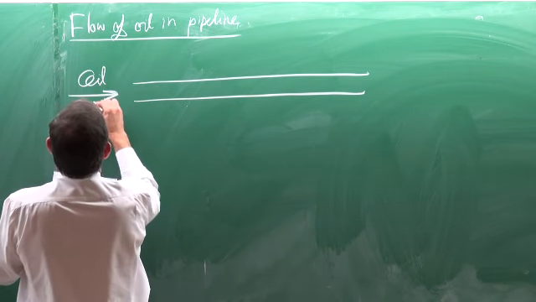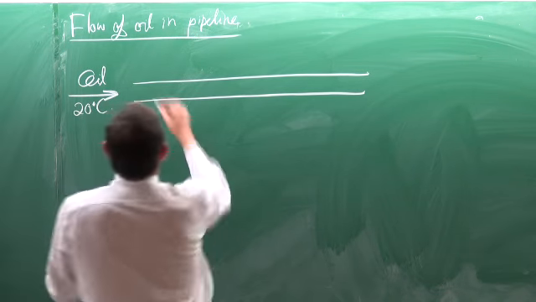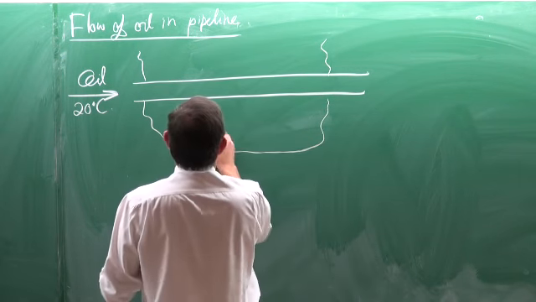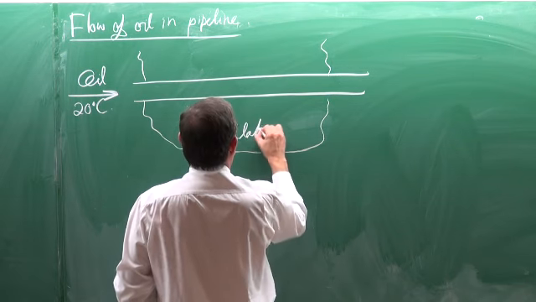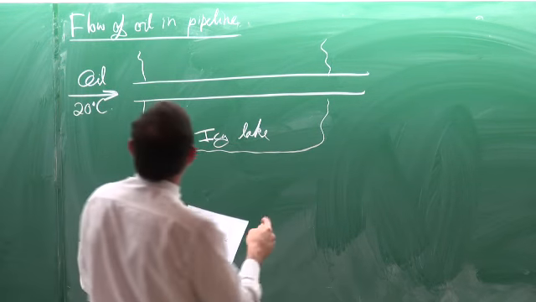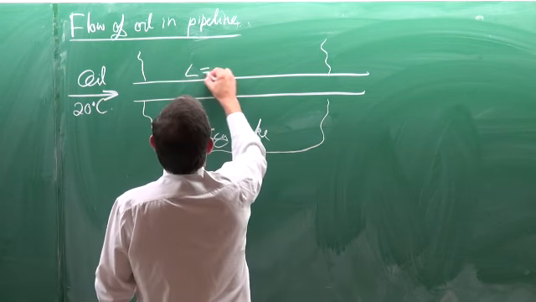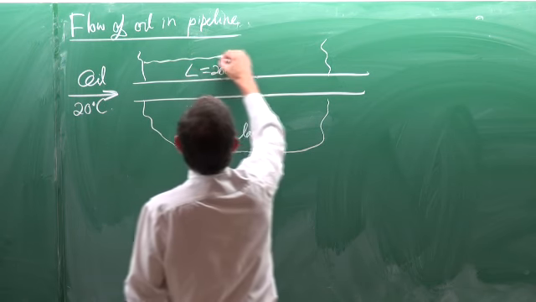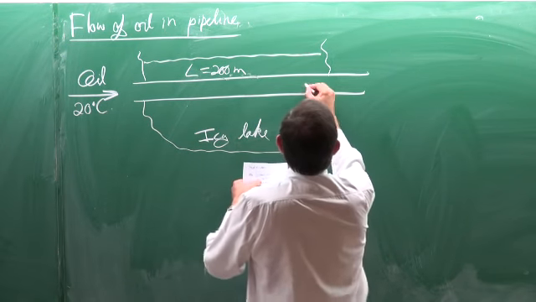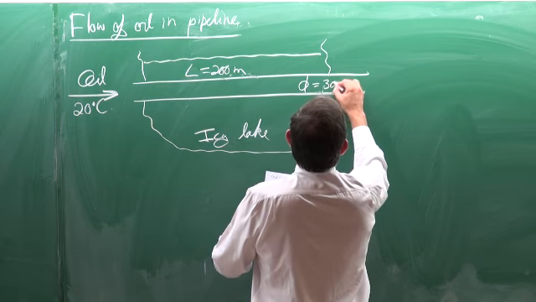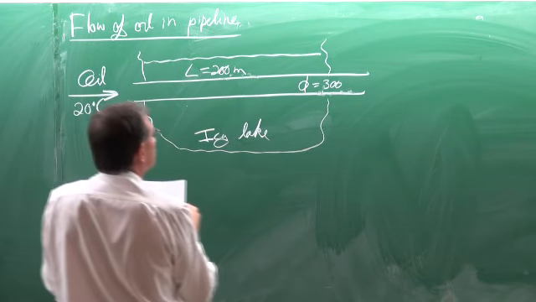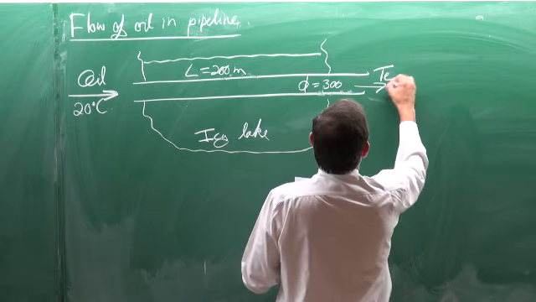The oil inlet temperature is 20 degrees Celsius, and it flows through an icy lake. So it's flowing through an icy lake, and this icy lake is 200 meters. There's the surface, and it's an icy lake. The diameter is 300 millimeters. And they ask us to determine the outlet temperature, TE.